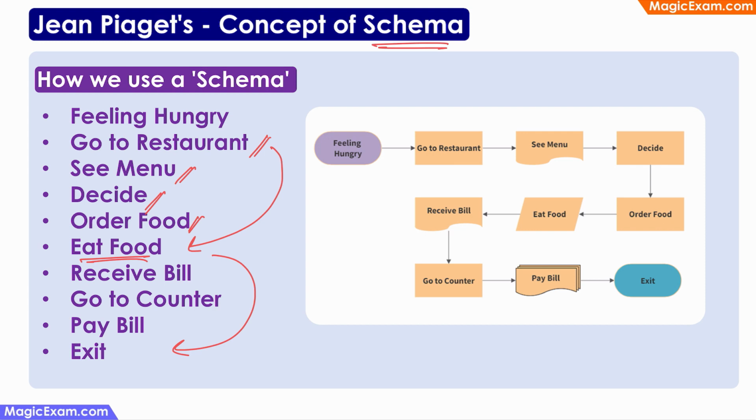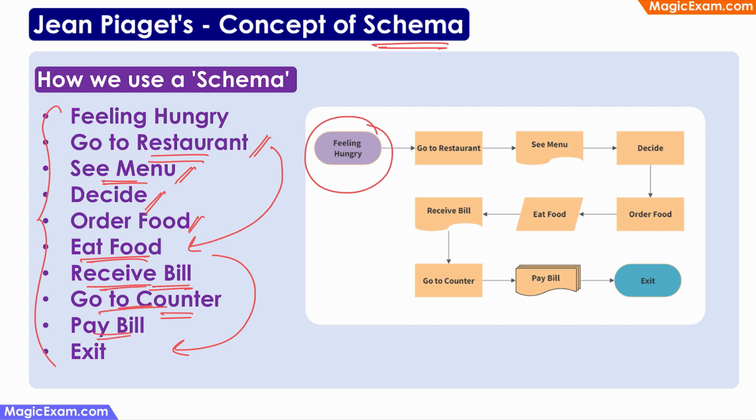And after eating the food, I can't directly exit. What I have to do next is receive the bill. I have to go to the counter and pay the bill. So how do I know so many things that are associated with this feeling of being hungry? That is because all of these are things that I have done in the past. Maybe somebody took me to a restaurant when I was a kid, and I saw people looking at the menu and ordering food. I must have seen my parents receiving the bill, going to the counter and paying the bill.